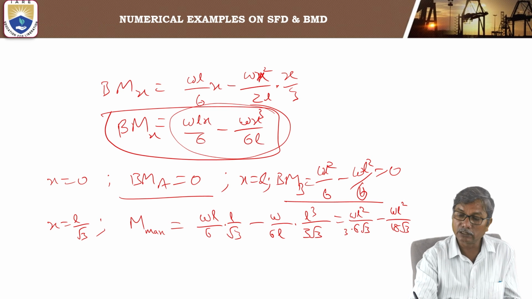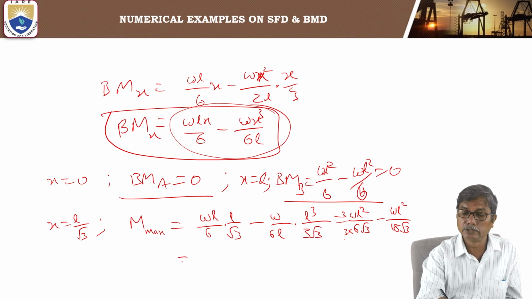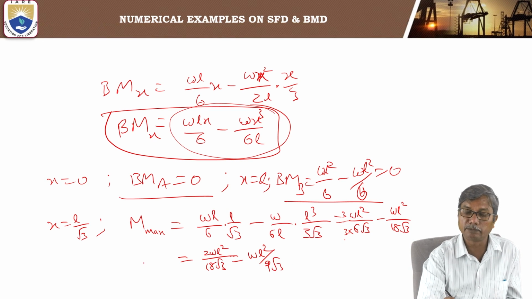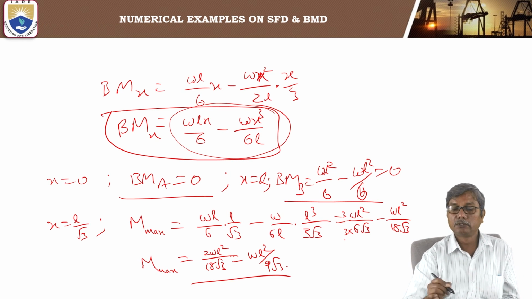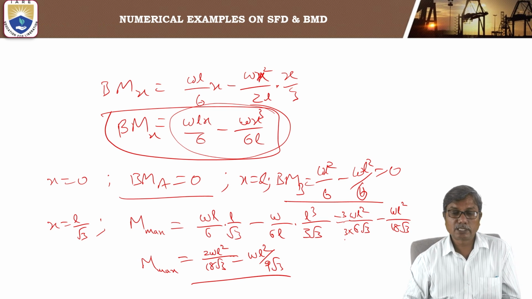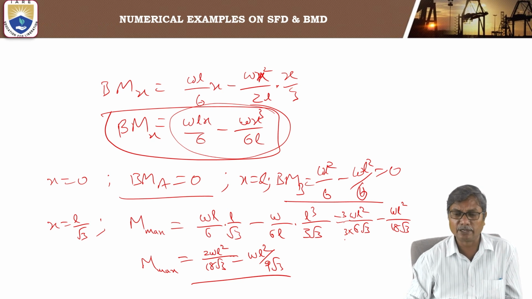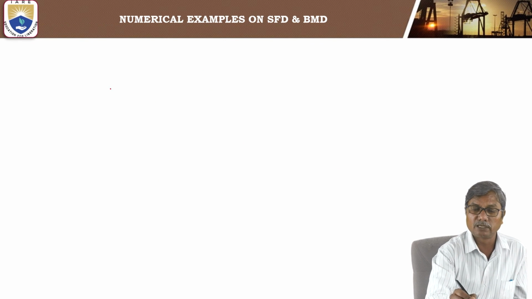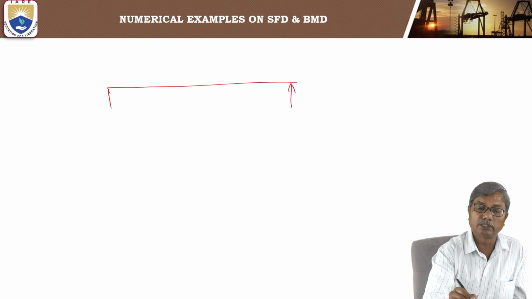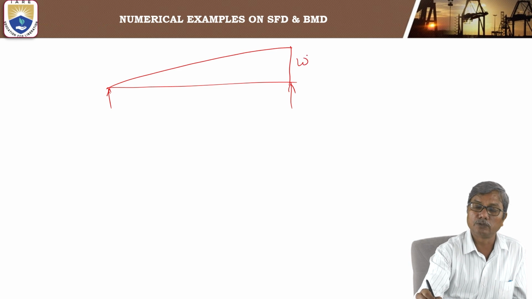So multiplying and dividing with 3, we get 3WL square by 18 root 3 minus WL square by 18 root 3. So it becomes 2WL square by 18 root 3 or WL square by 9 root 3. This is the maximum bending moment at the point where shear force changes sign. Okay. Now if you plot the shear force and bending moment diagrams for the beam with uniformly varying load.